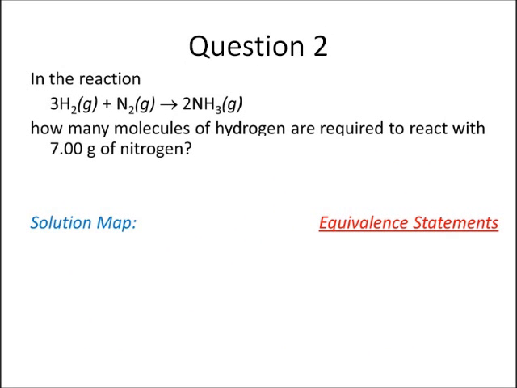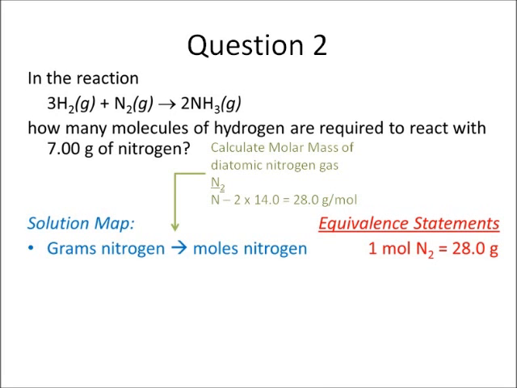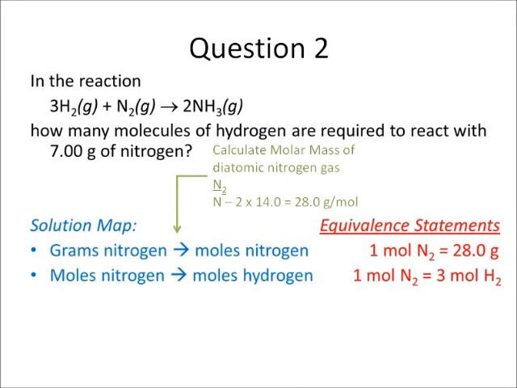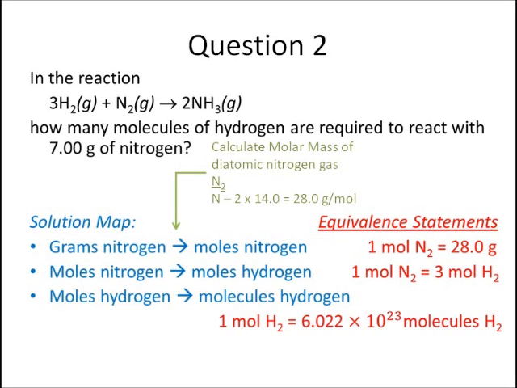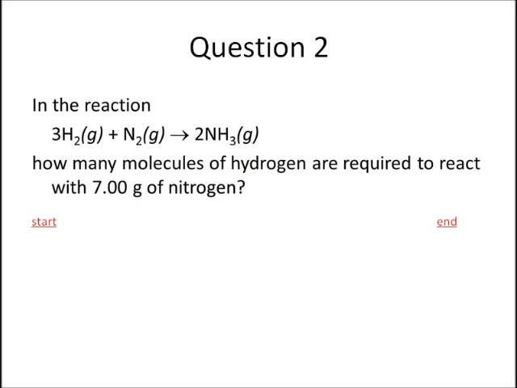In question 2, we are given 7 grams of nitrogen, and we're asked to determine the number of molecules of hydrogen needed to fully react. We're going to go from grams to moles using the molar mass of diatomic nitrogen, so we have to calculate that. Then we're going to use a mole ratio based on the chemical equation. And finally, we're going to use Avogadro's number to get from moles to molecules.